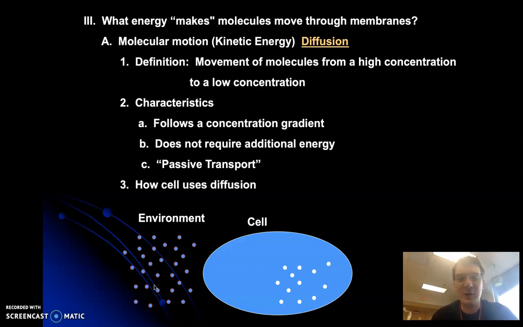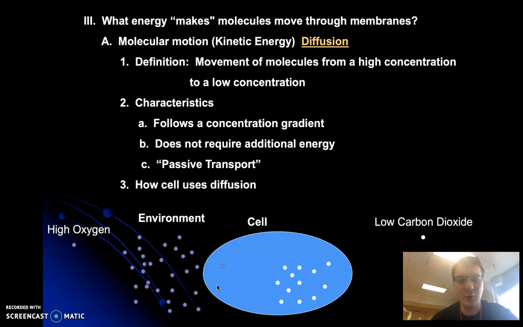And one of the big ways a cell uses diffusion is gas exchange. So oxygen, which we just talked about a few minutes ago, is very small and can move through the membrane no problem. There's a lot of oxygen out in the environment, so you can see all these circles out here, and there's not a whole lot in the middle. And so these oxygens are going to randomly wiggle around, and some of them are going to go into the cell through the cell membrane.